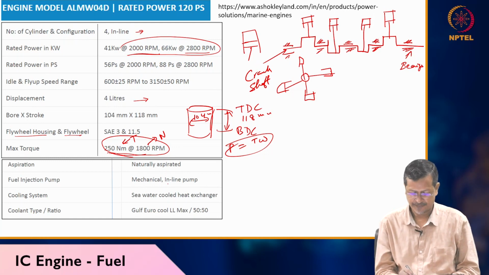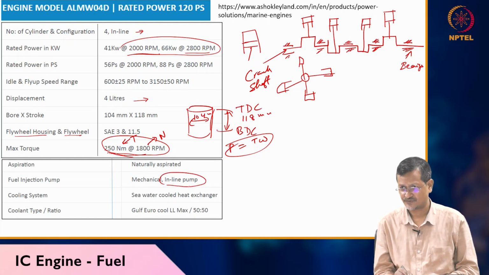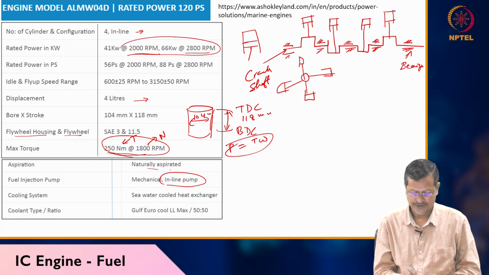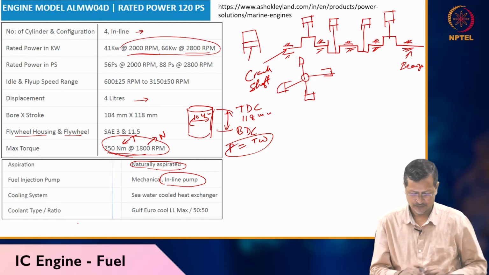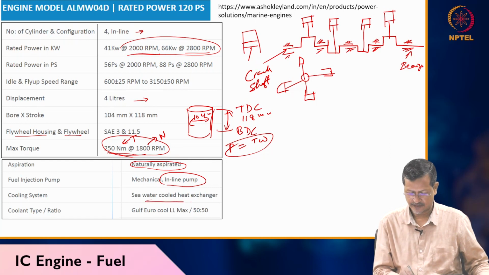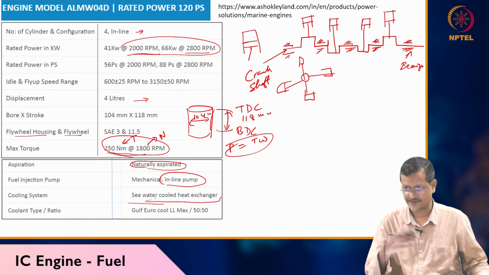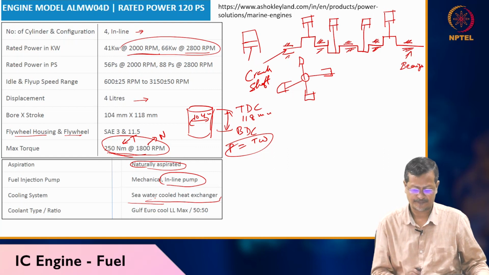So fuel injection type is mechanical, inline pump is there. So this is for sure a diesel engine, so inline pump is there. Okay, naturally aspirated we will discuss later. Naturally aspirated means how breathing or cooling is happening. Okay, coolant type, seawater coolant is used. We will discuss later when we discuss engine cooling.